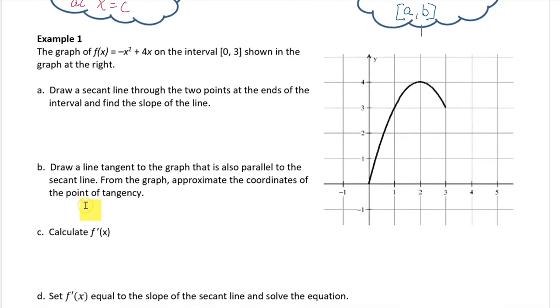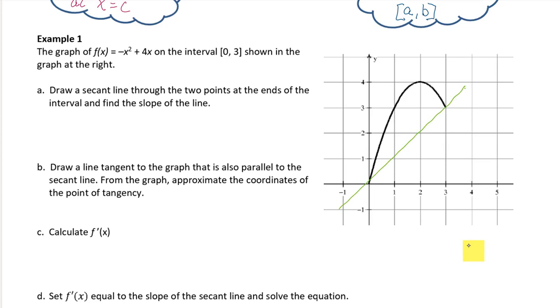Down below here in example number 1, it says the graph of negative x squared plus 4x, that's that partial parabola on the interval from 0 to 3. So that's what we've got over here, the interval 0 to 3, a partial parabola. And it says draw a secant line through the 2 points at the ends of the interval. So I'm going to start off with that. I'm going to draw or attempt to draw a secant line here. So let's see what I can do here. All right, so there's my secant line.